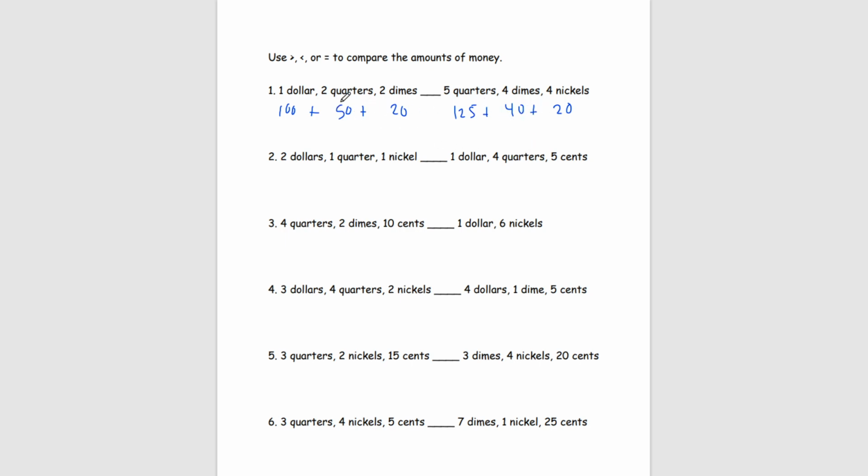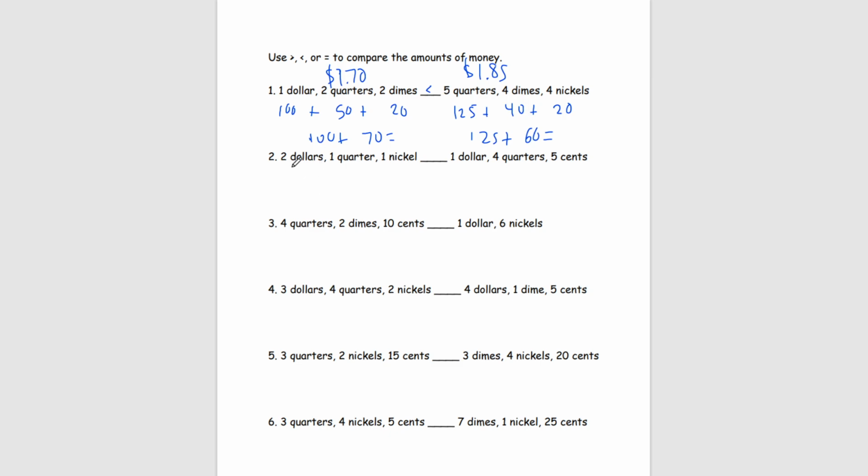So over on this side, 50 plus 20 equals 70, plus 100 equals 170, which is equal to $1.70. Over on this side, 40 plus 20 equals 60, plus 125 equals 185, which is equal to $1.85. And we know that 170 is less than 185, so our answer for number 1 is less than.